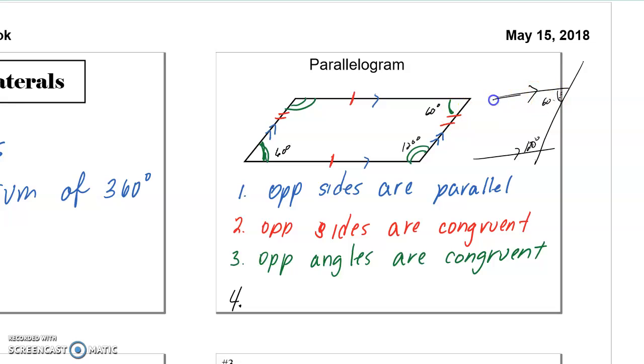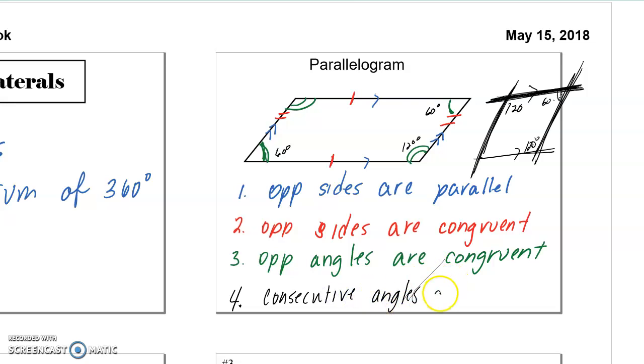Okay, why? Because this line and this line are parallel, and going the other way, obviously, this line and this line are parallel, which makes this a transversal. So if that's 60, these would be same side interior. These would be same side interior. So we are going to say consecutive angles, meaning next to each other, are supplementary. Okay.